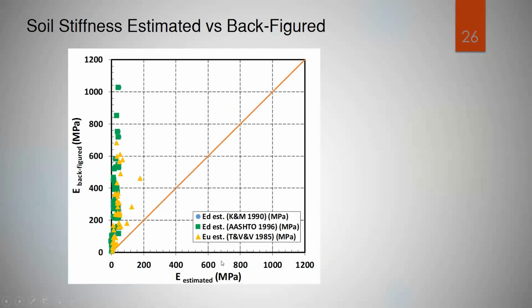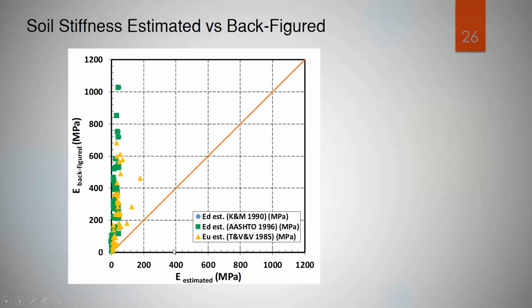This figure shows the soil modulus estimated through the literature using the standard SPT value to get E-drained for cohesionless soil, using Kulhawy and Mayne 1990 correlations and AASHTO 1996. And we used Terzaghi and Peck, with Vermeer and Verruijt 1985, to get undrained soil modulus for cohesive soil based on undrained shear strength and the plasticity index.